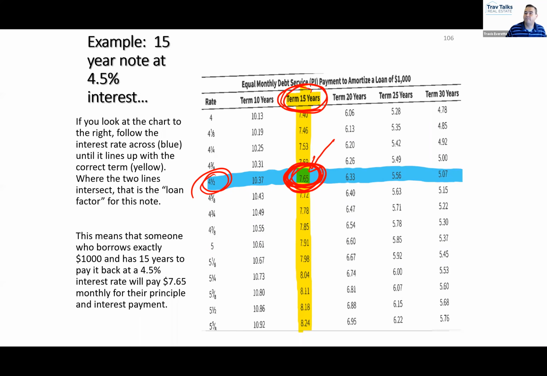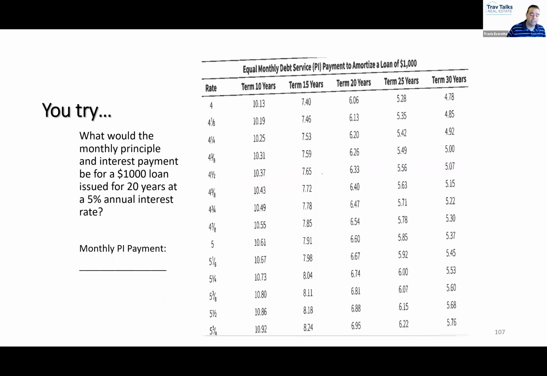Does that make sense for everybody? So if she makes payments 12 months a year for 15 years of $7.65, when she makes the last payment, how much does she owe on that loan? Zero. Everybody with me on that so far? Okay. So then look at this one. What's the monthly principal and interest payment for a $1,000 loan at 20 years at 5% interest? I want you to take a second. Just make sure you can find it in the chart. I want to know the monthly payment for a $1,000 loan, 20 years, 5% interest.